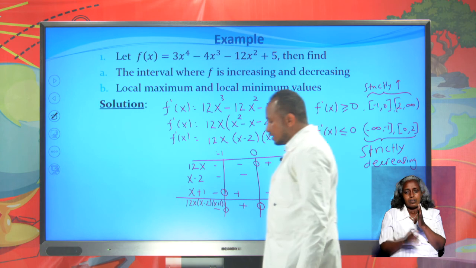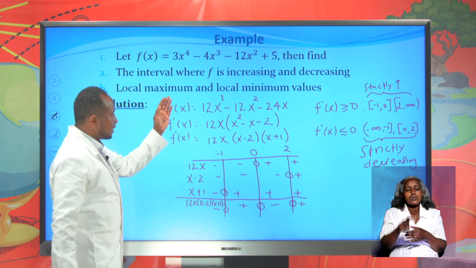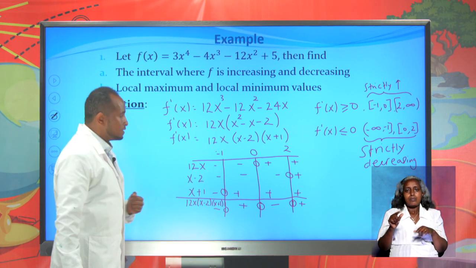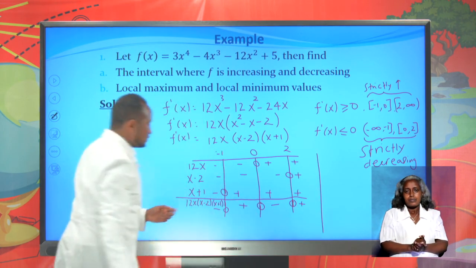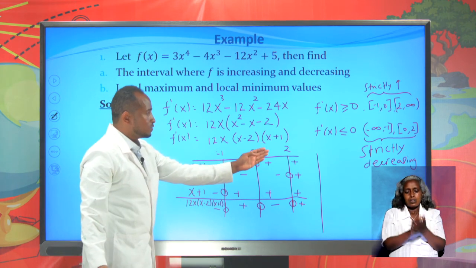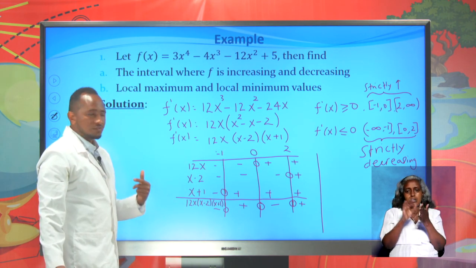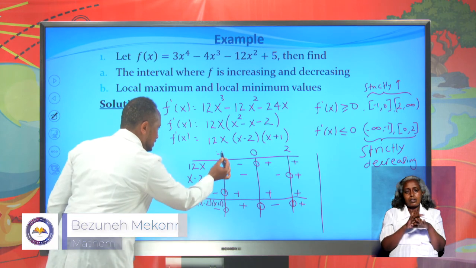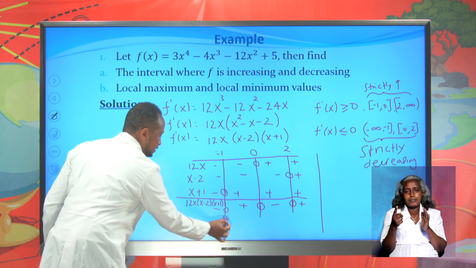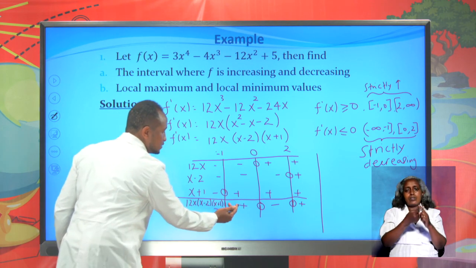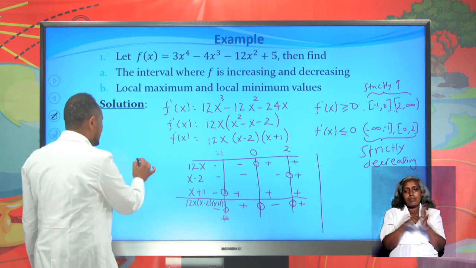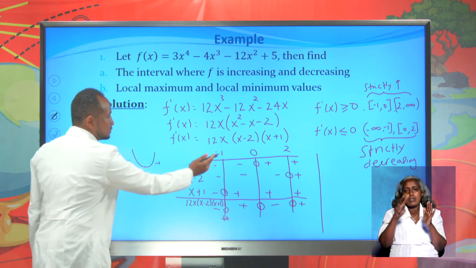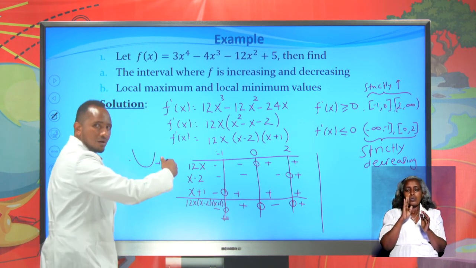Strictly decreasing. Okay, now the next question we are asked to find is the local maximum and the local minimum points and values. From this, you can see that negative 1, 0, and 2 are the critical numbers because the derivative of this function is 0 at these numbers. Now, at the critical number negative 1, the derivative is changing from minus to plus. Minus to plus means the curve is moving like this. So at this point f of negative 1 will be a local minimum point.